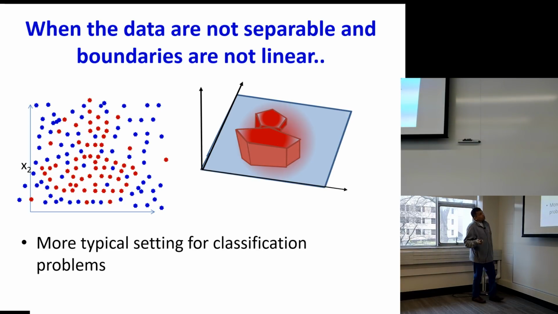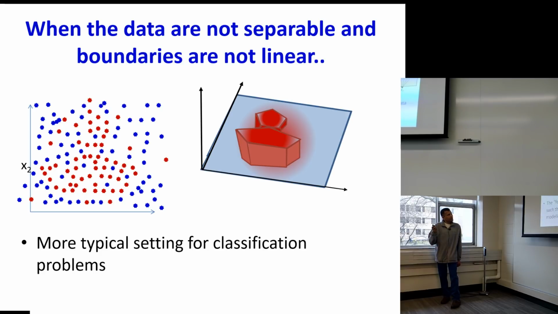But let's take something more obvious. When the data are not separable and the boundaries are not linear, like in this case, which is a more typical setting, then what really happens? The feature extraction layer transforms the data such that the posterior probability might now be modeled by a logistic, right?